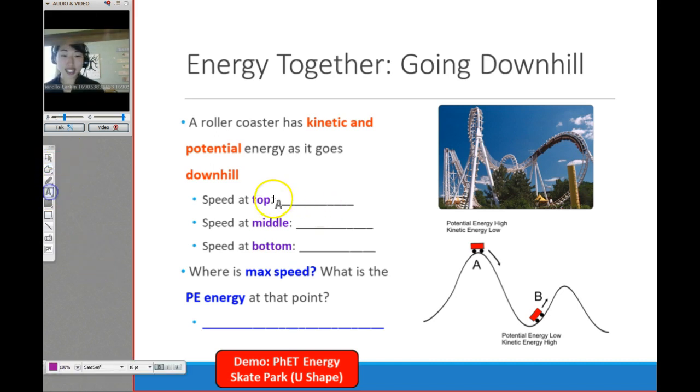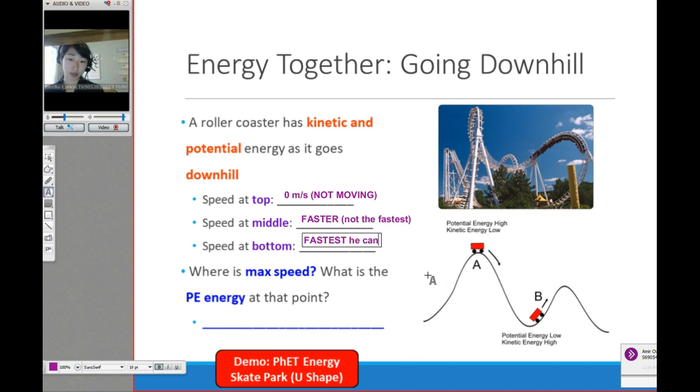So the speed at the top is 0 meters per second. So not moving. Now the speed at the middle is faster, but not the fastest. And at the very, very bottom, this is the absolute fastest he can be moving. So that being said, where is the max speed? It's at the bottom. And what does that tell you?